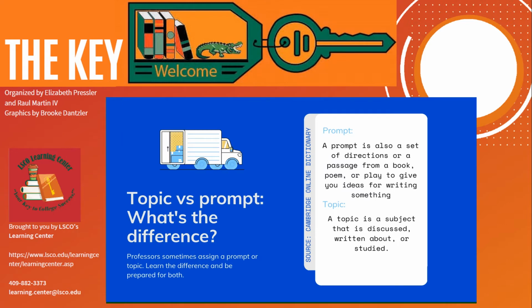Professors sometimes assign a prompt or topic for research papers. Understanding the difference between the two is essential to any research project. When a professor presents you with a prompt, they provide a set of directions or context which gives you a place to start. Think of a prompt as a main street, which leads you to consider a specific idea.